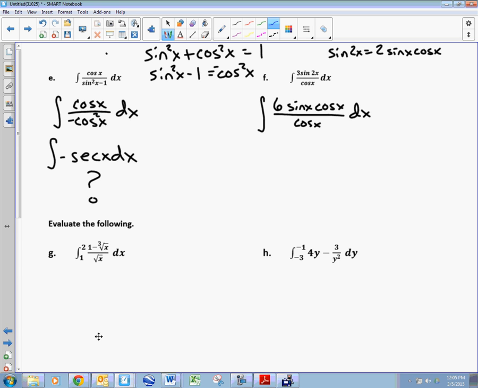What happens? Cosines go away. So we have the integral of 6 sine of x dx. What is that?